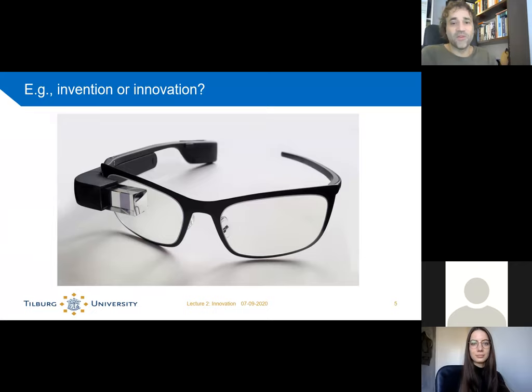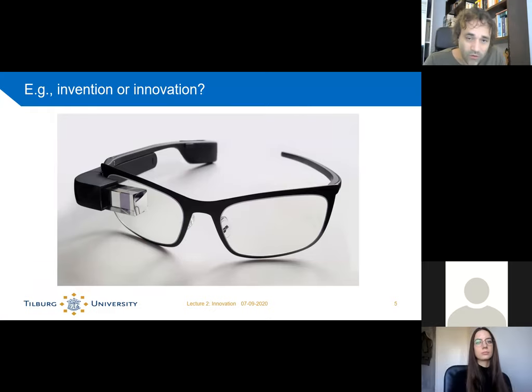Yep. The reason I use Google Glass is because it has characteristics of both. So Google launched it as an innovation, but actually, at least for the consumer market, it was more an invention than an innovation. So there was not really a very clear business case for the consumer market. You could do some things with it, but they didn't really think about the exact behaviors and needs of the consumer. And they also did not really consider, and I think that's also very important for innovation, the wider societal consequences. So there was a lot of backlash for Google Glass, because it would lead to people recording each other without them knowing and without their consent.